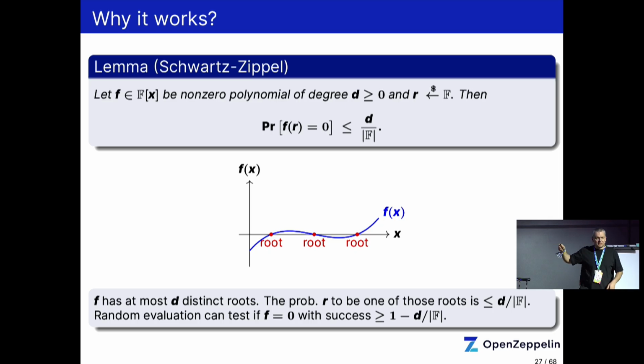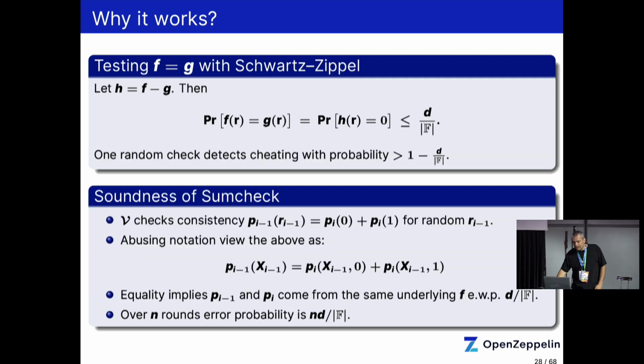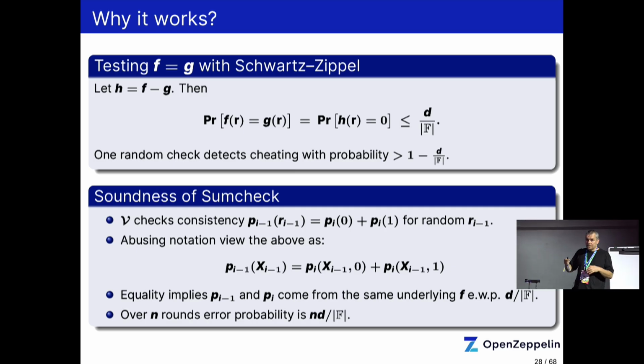So was this clear so far? Any questions? Because the next slide is actually the connection to Sumcheck. So how does this apply to Sumcheck? Well, the Schwarz-Zippel lemma, what I described is how you apply it to show that the polynomial is non-zero, right?